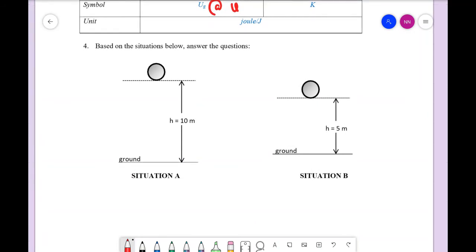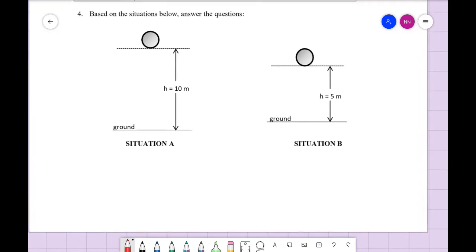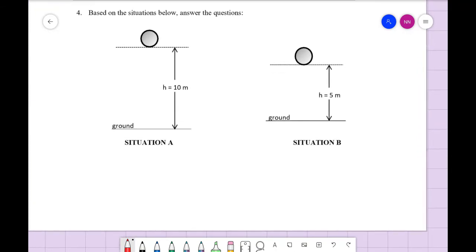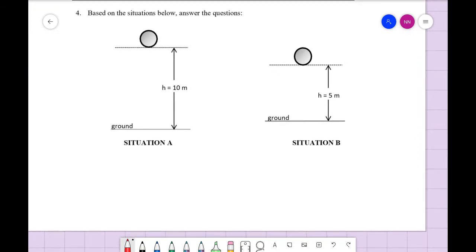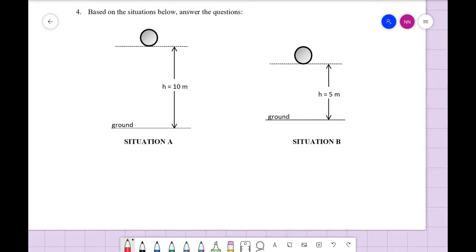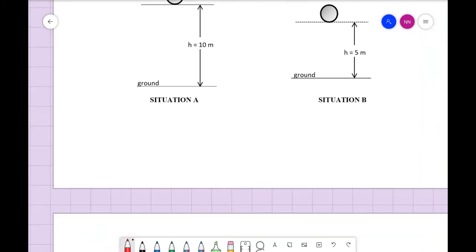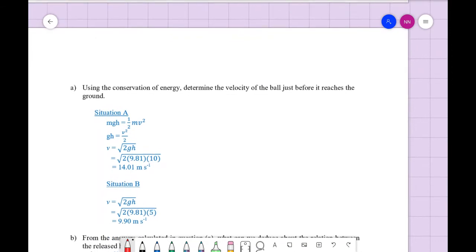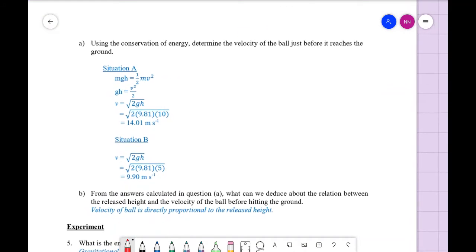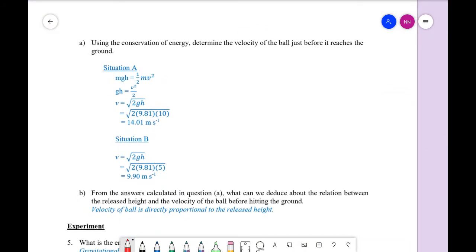Okay, question number 4. Based on the situations below, answer the question. Situation A, object at h 10 meter from ground, and situation B, object at 5 meter from ground. Alright. A, using the conservation of energy, determine the velocity of the ball just before it reached the ground.